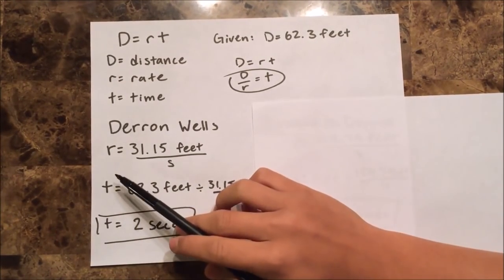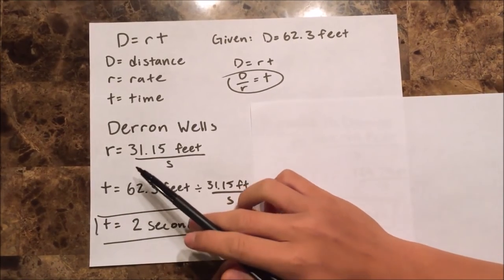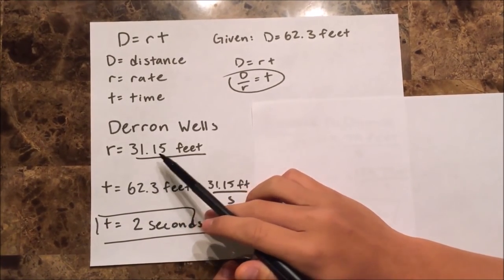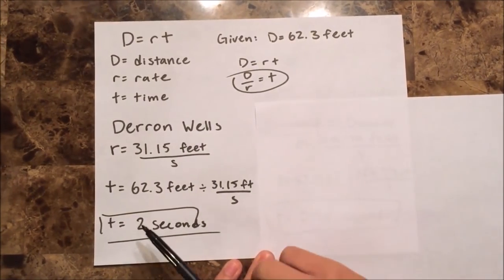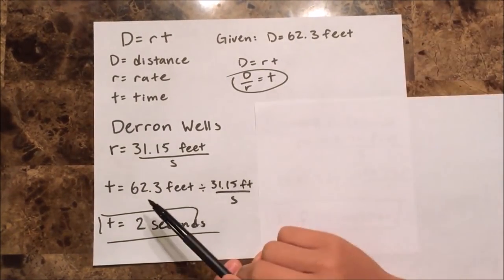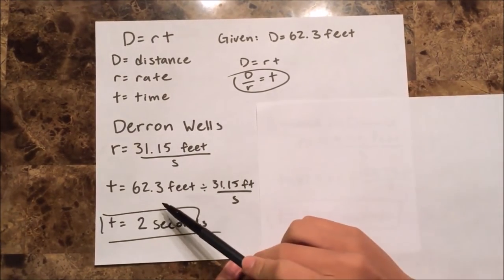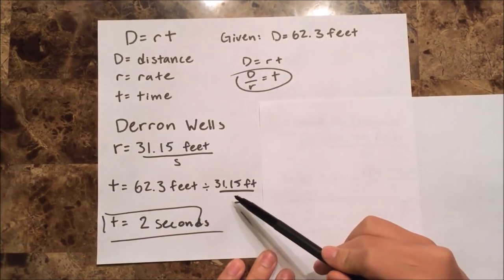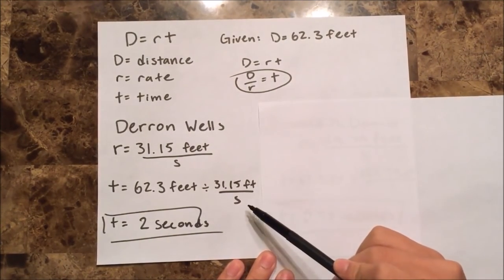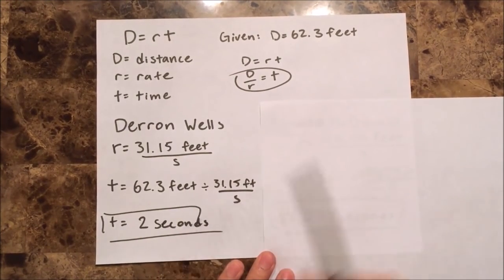For Deron Wells, his tennis serve speed is 31.15 feet per second. So we substitute in the values for distance and rate. So his distance, 62.3 feet, divided by his rate, which is 31.15 feet per second, gives the opponent a reaction time of 2 seconds.